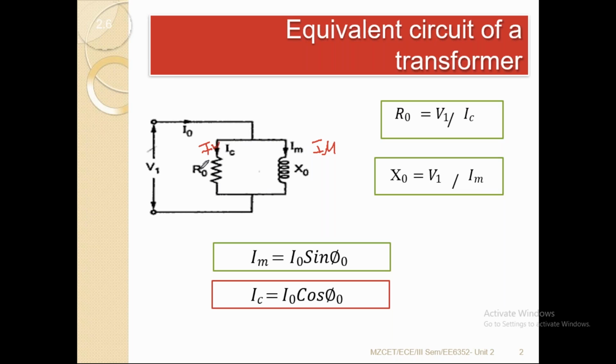Now from this simplification, we need to find R0 and X0. When we apply the supply voltage to the primary, the no load current flows, and this current is responsible for delivering the current to R0 and X0. First of all, we need to find R0 and X0. The formula is R0 equals V1 divided by IC or IW, and X0 equals V1 divided by IM. Here IM is I0 sin phi0, and IC is I0 cos phi0. This is the initial calculation you need to solve.